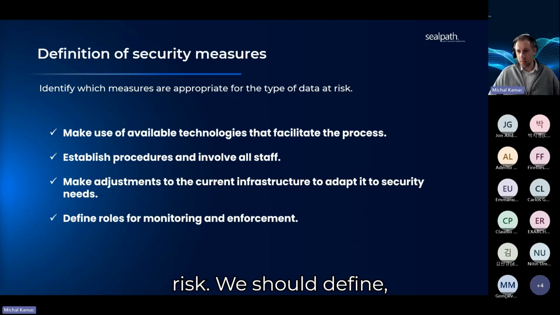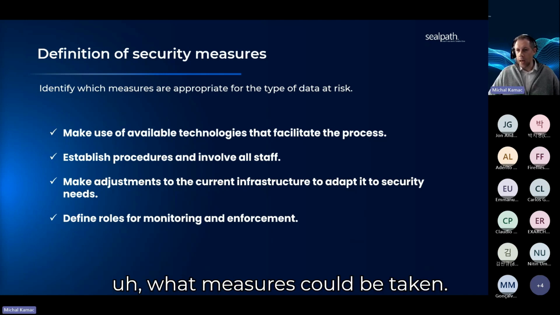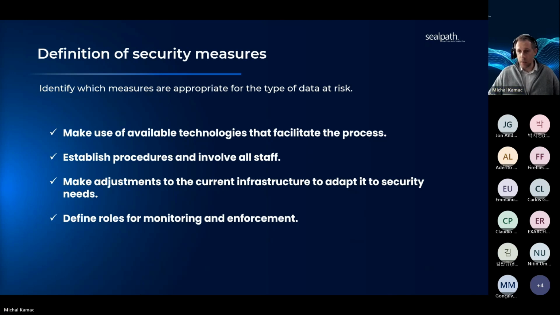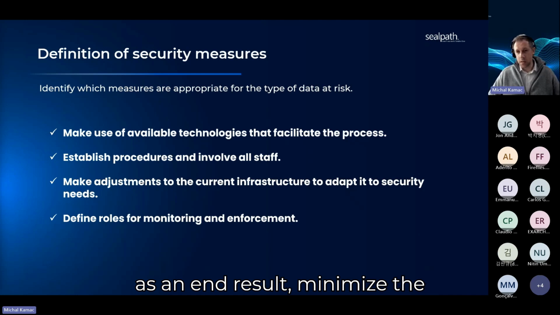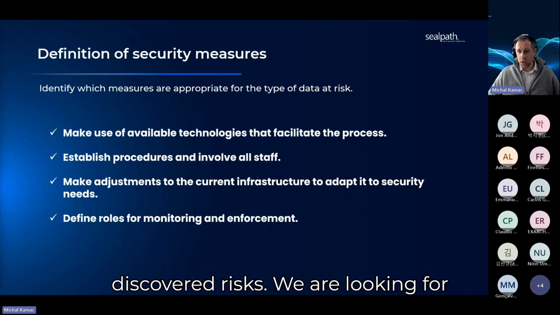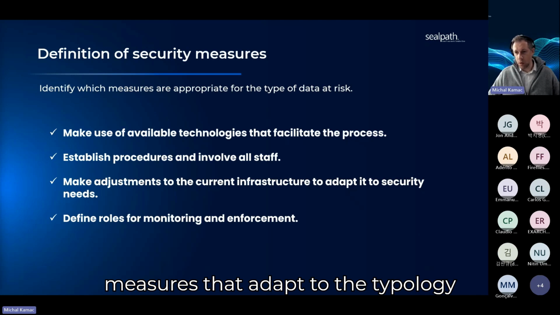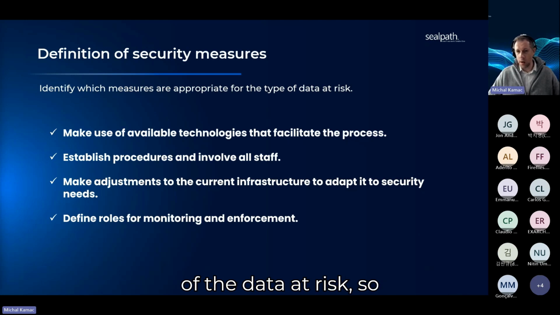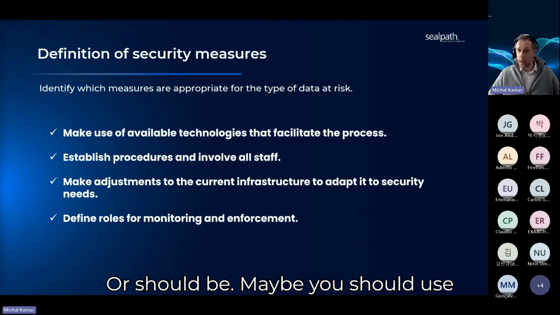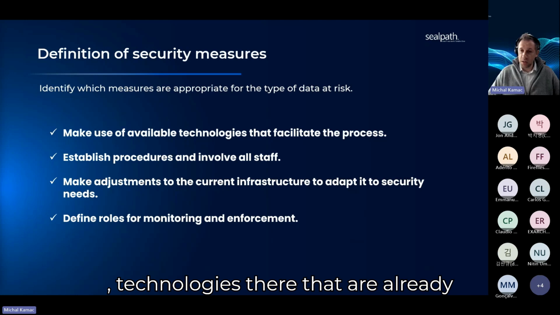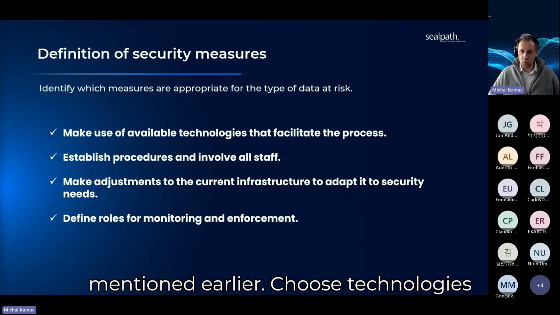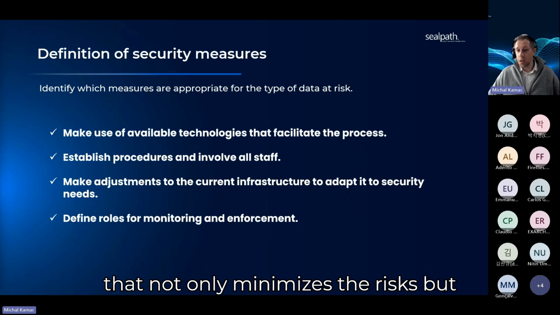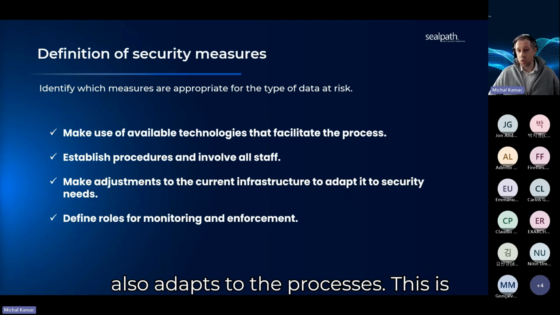So after analyzing the risk, we should define what measures could be taken. So these measures will or should, as an end result, minimize the discovered risks. We are looking for measures that adapt to the typology of the data at risk. So among them, there could be, or should be maybe, technologies that are already available to you, some of them mentioned earlier. Choose technologies that not only minimize the risks, but also adapt to the processes.